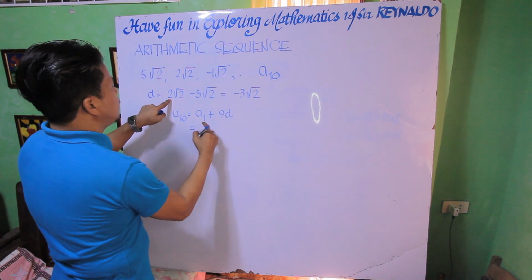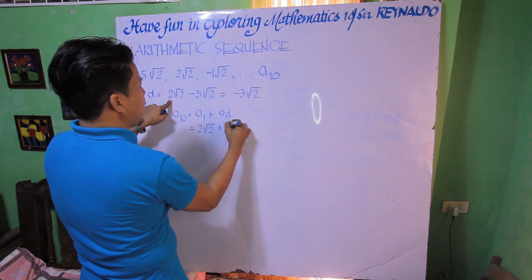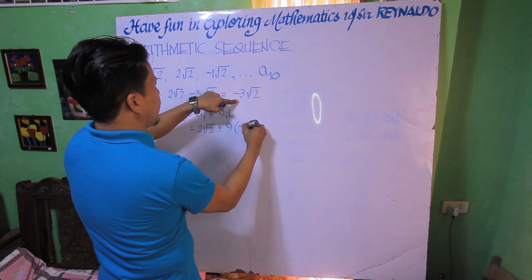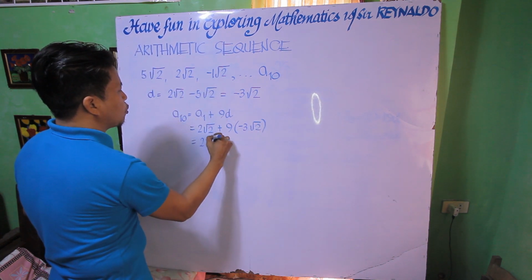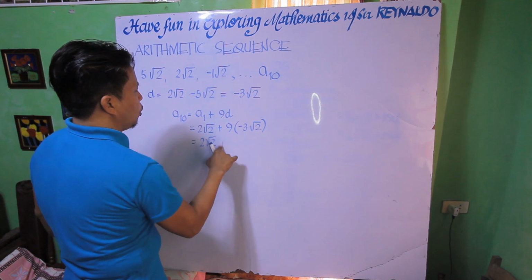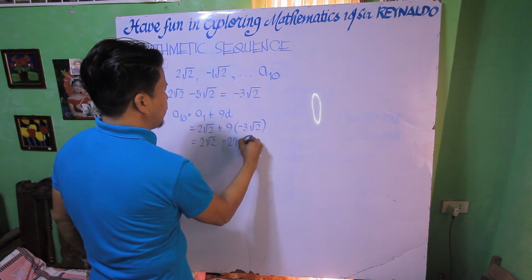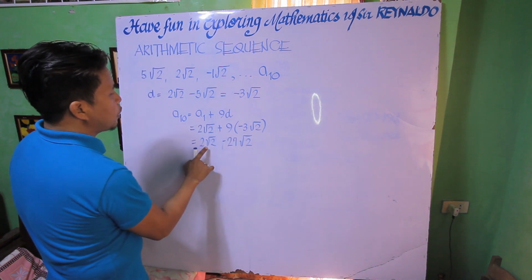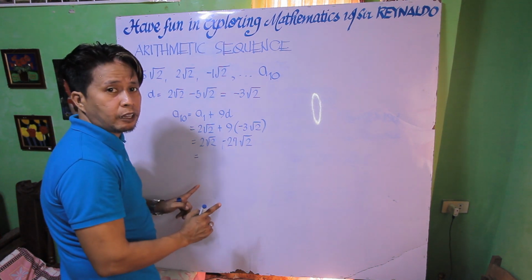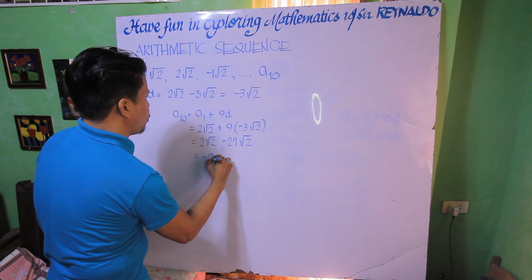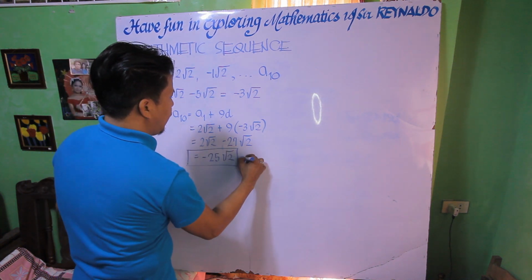So, anong a sub 1? 2 square root of 2 plus 9. Ano ang common difference niya? Negative 3 square root of 2. So, 2 square root of 2 plus 9 times negative 3 is negative 27 square root of 2. 2 square root of 2 minus 27 square root of 2, they are similar terms. So, magiging negative 25 square root of 2. And this is now our final answer.